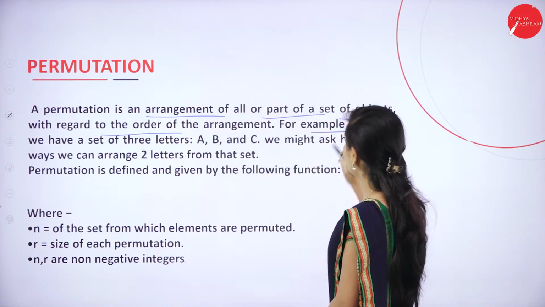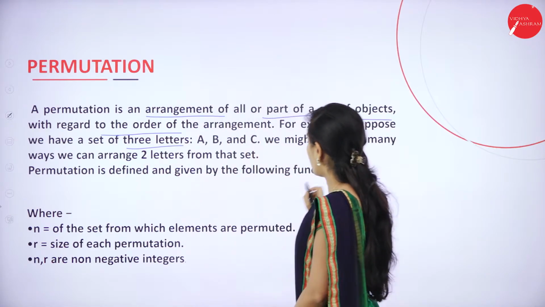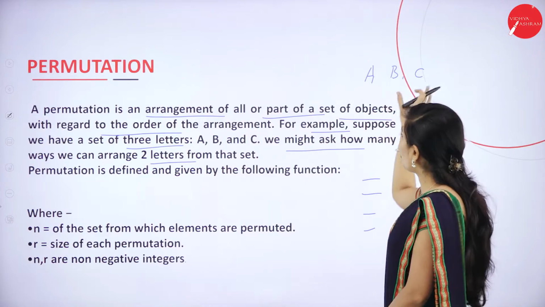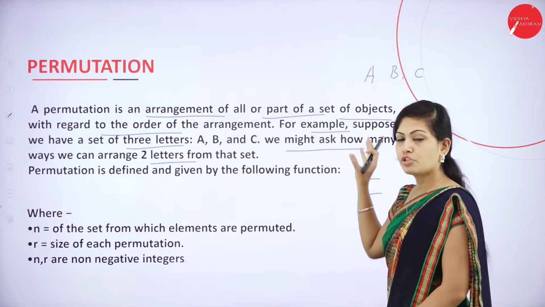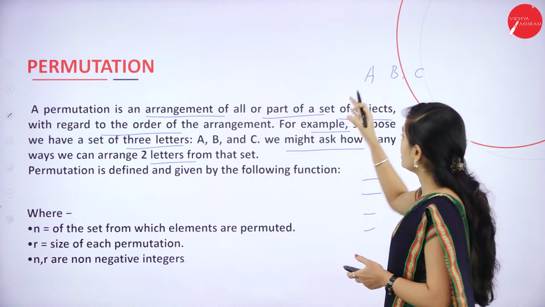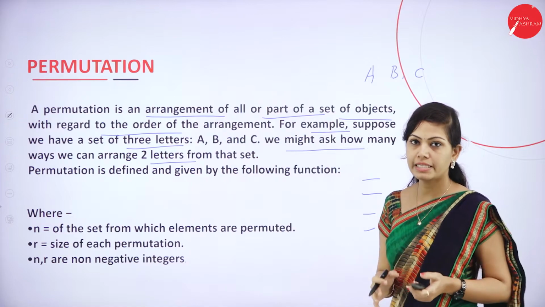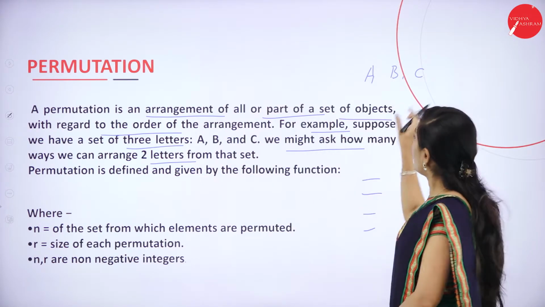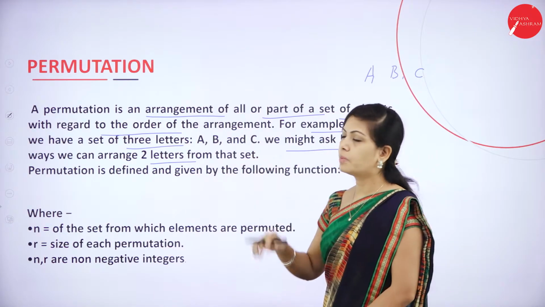For example, suppose we have a set of 3 letters called A, B and C. How many ways can we arrange the set of letters? That is called permutation. How many ways can we change the set of elements? That is called permutation. Clear? And for arranging these elements, we have to use some conditions in permutations.